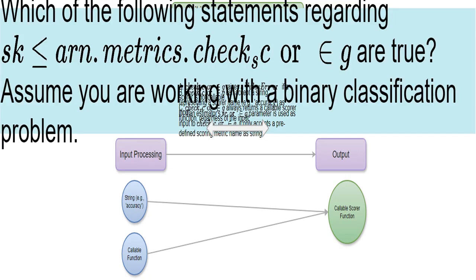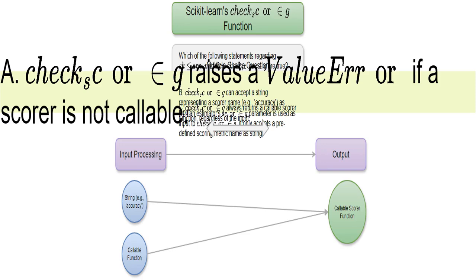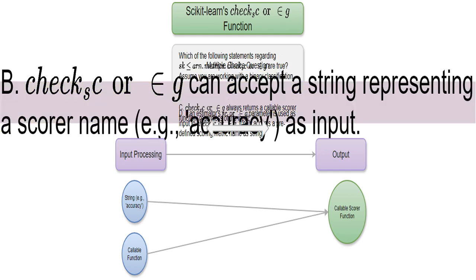This question focuses on the check_scoring function within the scikit-learn Sklearn library, specifically in the context of binary classification, where there are only two possible outcomes. Statement A says that if you give check_scoring something that's not a function, a scorer, it will complain with a ValueError. This is true. Statement B says you can give check_scoring a string like accuracy, and it will understand what you mean.